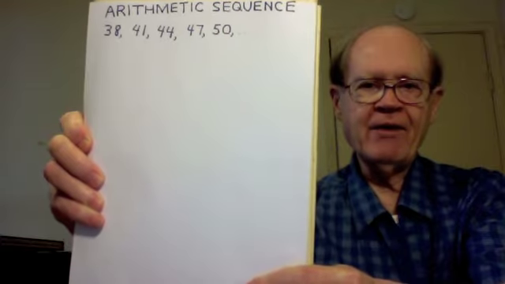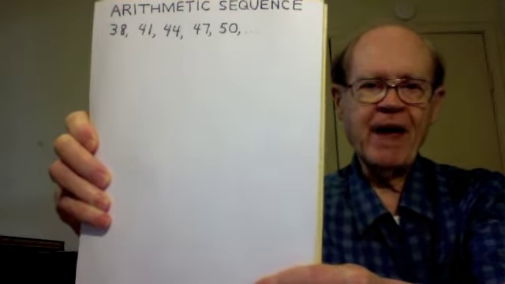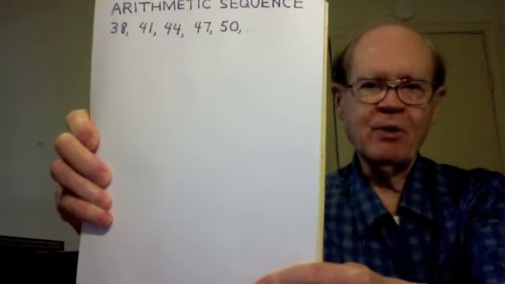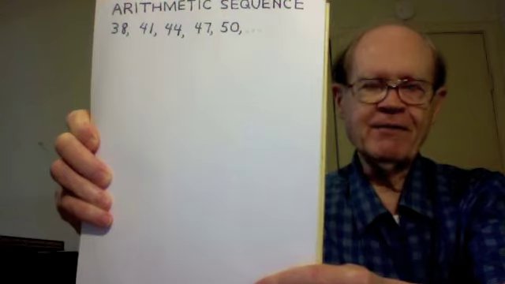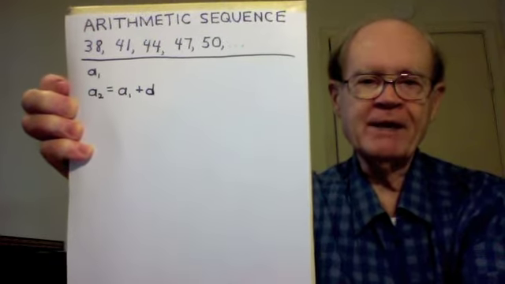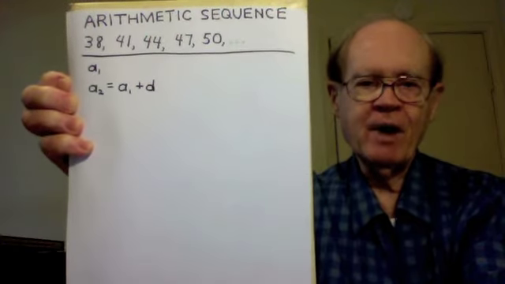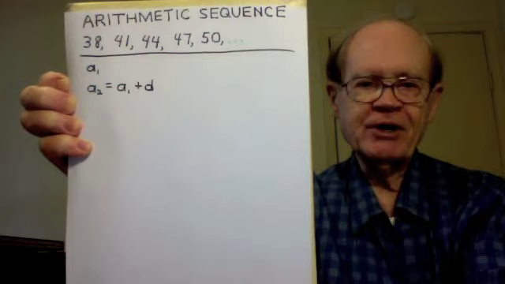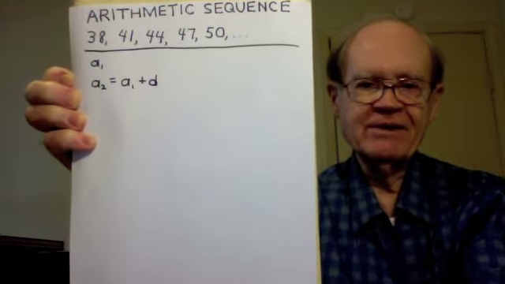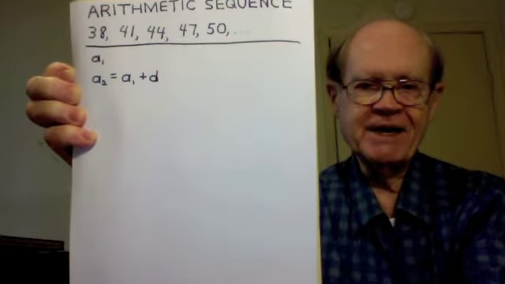And for any arithmetic sequence, I'm going to call the first term A1, the second term A2, the third term A3, and so on, and the common difference D. So for any arithmetic sequence, we start with the first term A1. To get the second term, I take A1 and add D to it. So A2 equals A1 plus D.